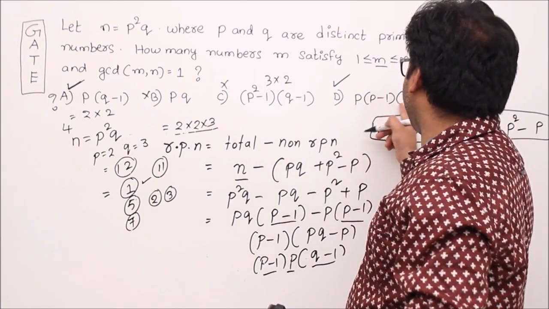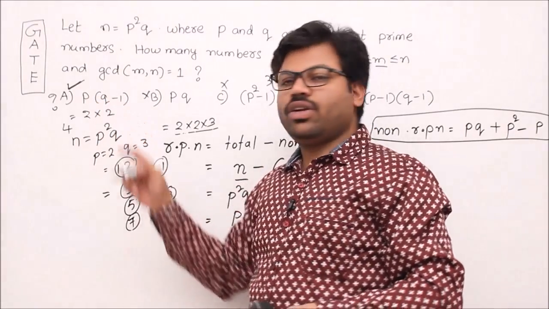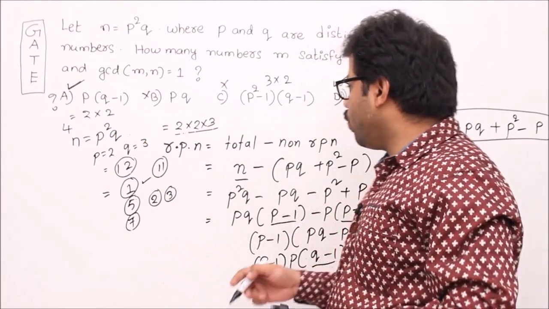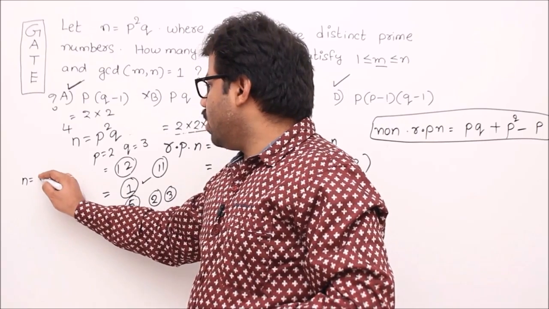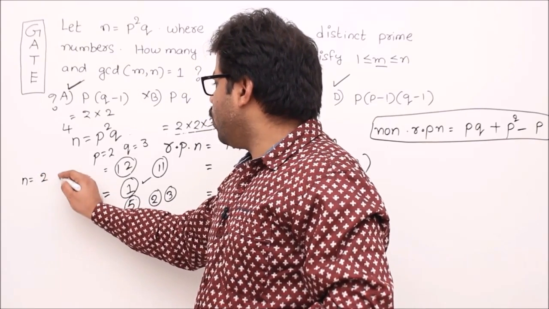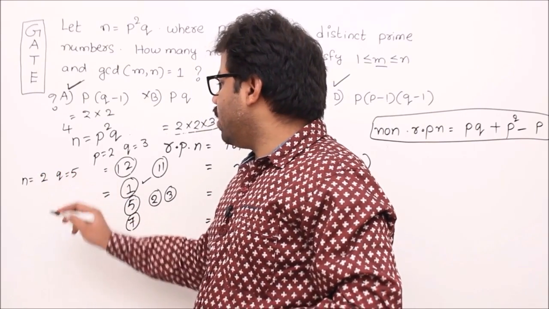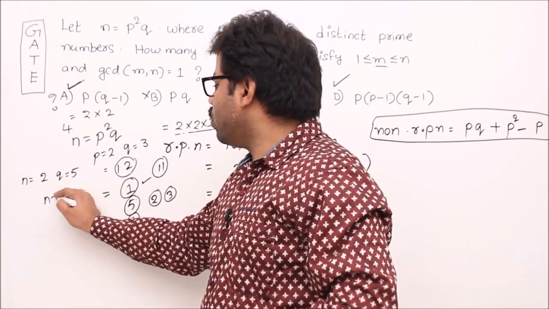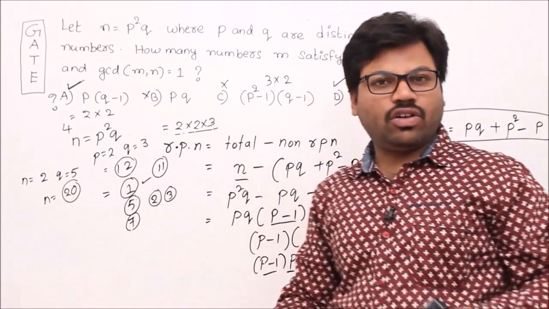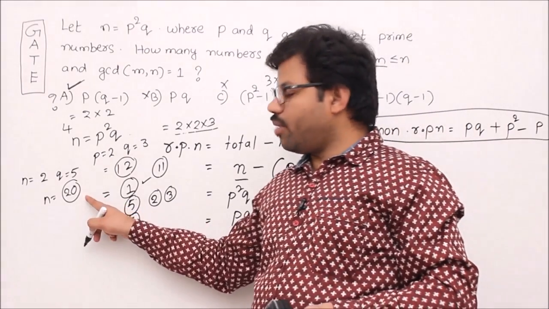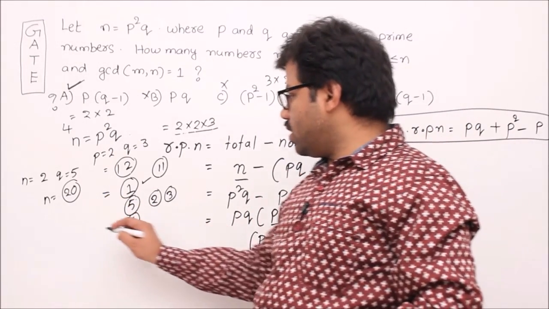Now we have p into p minus 1, q minus 1, and the second one, p into q minus 1. For that we have to go for another possibility. Let's take the p value this time as 2, and the q value, let's say 5. Then the number will become 2 square into 5, which is 20. Now list out all the numbers between 1 and 20 which are relatively prime to 20. Okay, let me list them out.